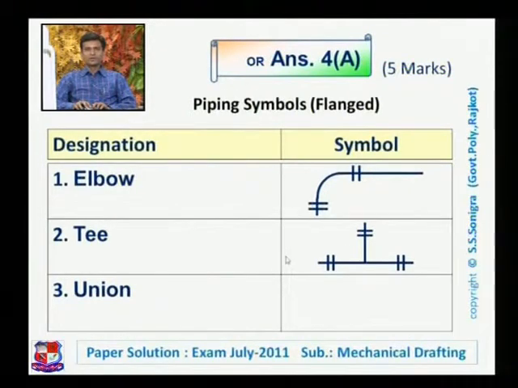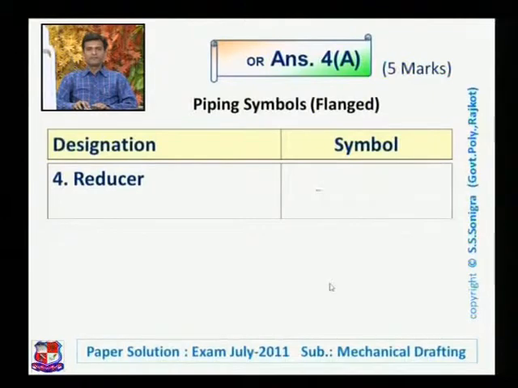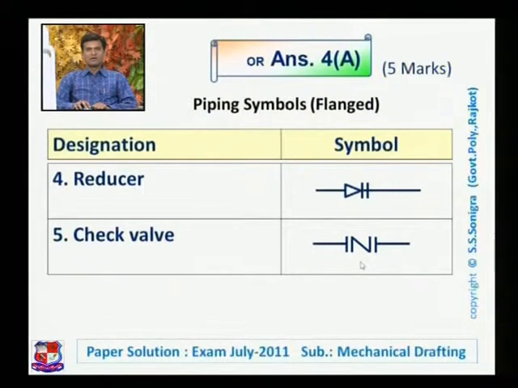Third is union. Union is to be drawn like this. 2 lines and 1 small dash at the middle. Number 4 is the reducer. It is drawn like this. Reduction in the width, and 2 lines are drawn to represent that it's a flanged coupling. And number 5 is check valve. It is drawn like this, N and 2 lines at the ends. So this symbol represents check valve for flanged pipe symbols.